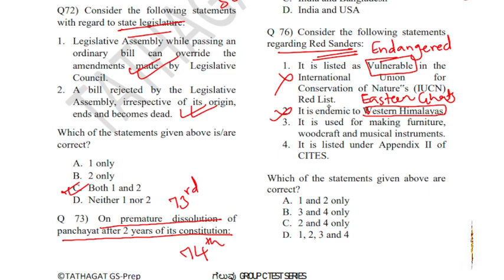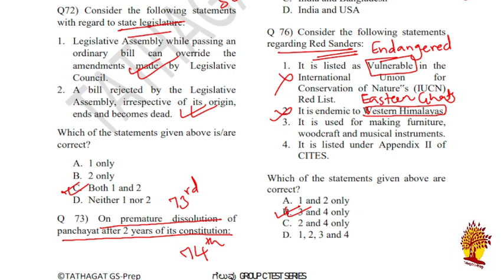So 1 and 2 is the wrong one, so 3 and 4 should be a right answer. Option B is the right answer here. It is used for making of furniture, wood craft and musical instrument. It has high demand across Asia, particularly in China, for cosmetic, medicinal purpose and also high-end furniture products.